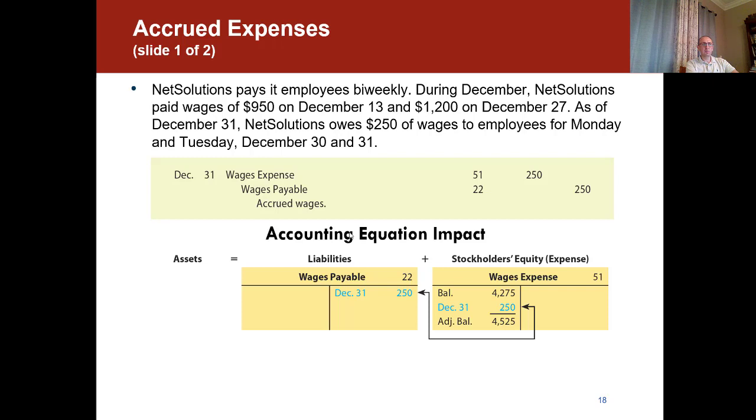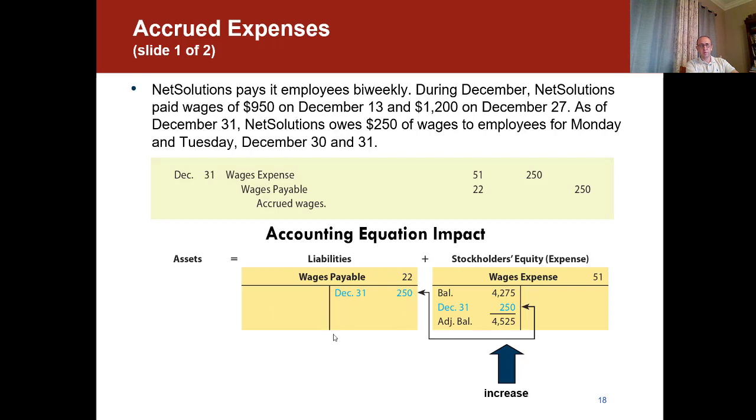So as you can see here, we debit wages expense, and we credit wages payable again on December 31st, and the values were given to us as $250. So under wages expense, you expect the expenses to go up. So we have an increase in wages expense.